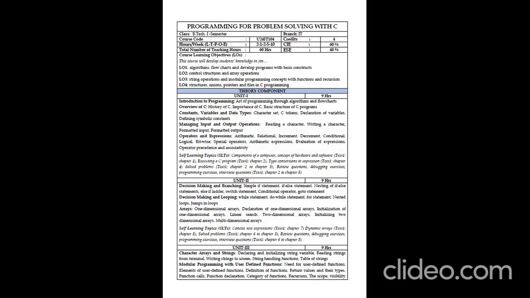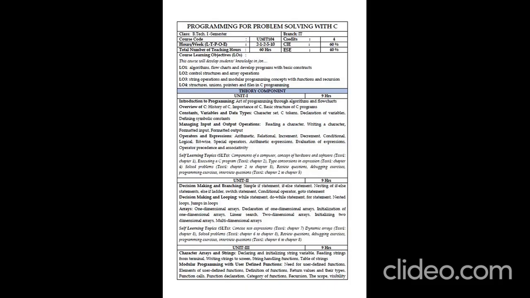In Unit 2, there is decision making and branching related information about C programs. It will cover the if statement and types of if statement, switch statement, and conditional operators with the goto statement also. Apart from that, decision making and looping statements will be there. Different types of looping will be covered. Advantages of looping and while loop, do while loop, and for loop with nested loops also will be discussed in this topic.